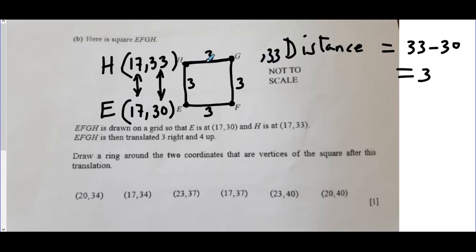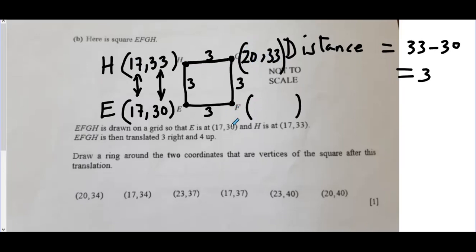But the value of X will be changing by adding 3 to it. So when you take 17 plus 3, you'll be getting 20. Okay. So the coordinates of G will be equal to 20,33. How about the coordinates of F?